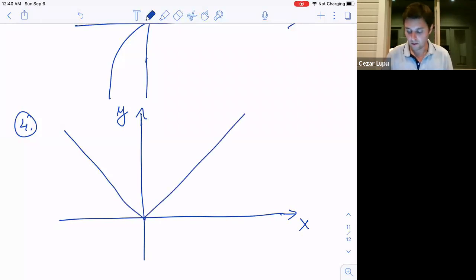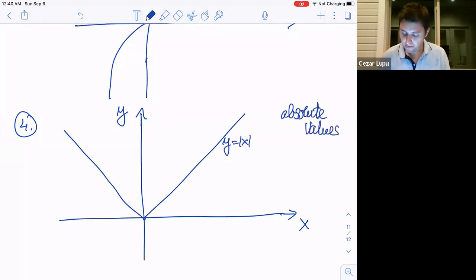So this is y equals absolute value of x. And so on. Anyway, we can draw different types of functions. We can draw the square root, the inverse of the square root, the inverse of the linear function, and so on. Anyway, I think I have an example in my notes.